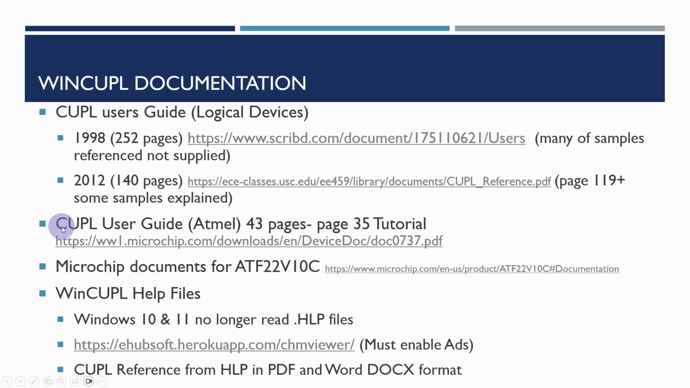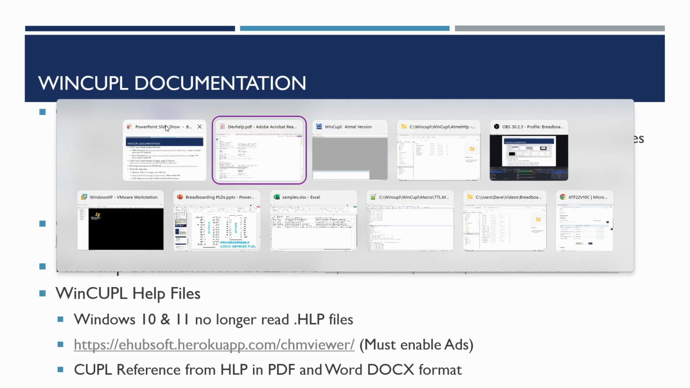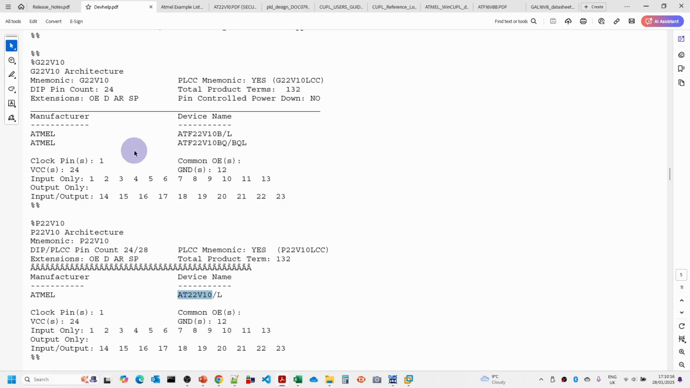And then there's the Atmel CUPL User Guide, which is only about 43 pages. But there is actually quite a useful tutorial from about page 35. Now, I should say that a lot of the information from this earlier document seems to have been included in the WinCUPL help files, which we'll come to in a minute. So let's have a look at these user guides just to see what sort of information is there.